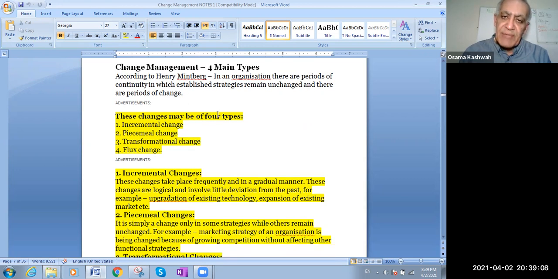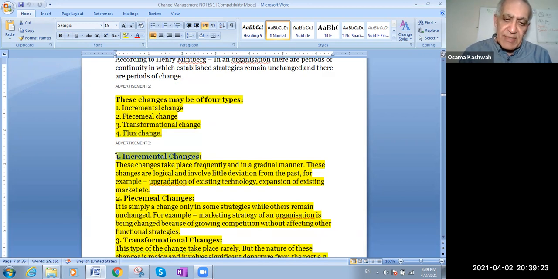We have four types of change management. We have incremental change, piecemeal change, transformational change, and flux change. The incremental change: these changes take place frequently and in a gradual manner. The changes are logical and involve little deviation from the past.